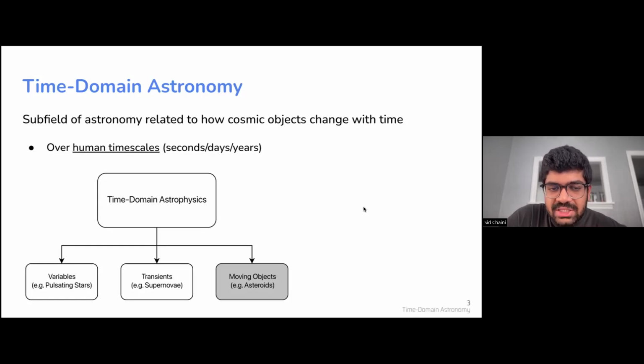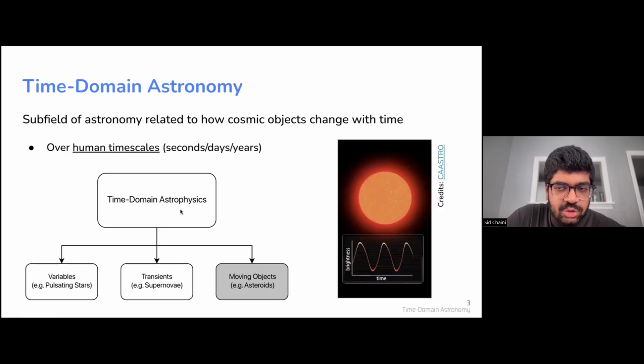Then we have something called transients. These are events that generally fade over time, an example would be a supernova. And finally, we have moving objects, which is where the position changes with time, something like asteroids. I'll be mostly talking about the first two kinds of objects. So, for example, here's a pulsating variable. And because it's the brightness that's changing with time, we end up looking at these things called light curves, which basically just show how the brightness changes with time.